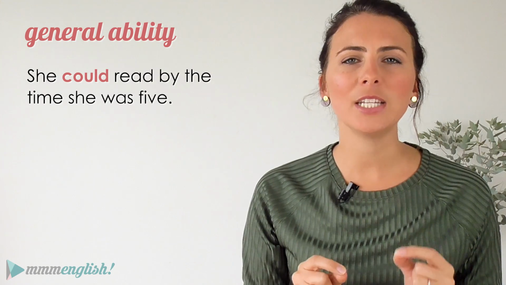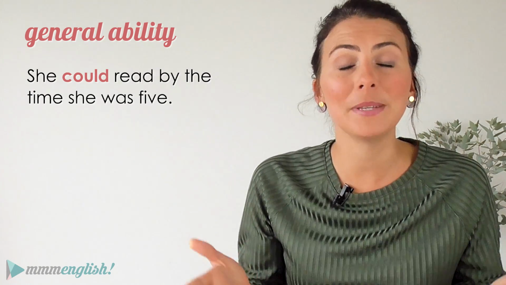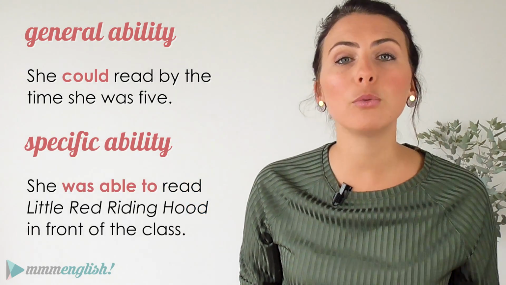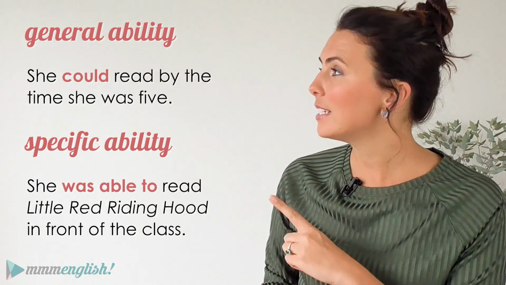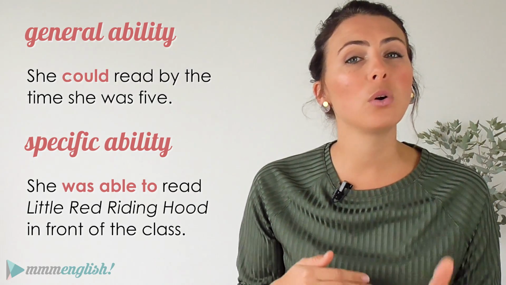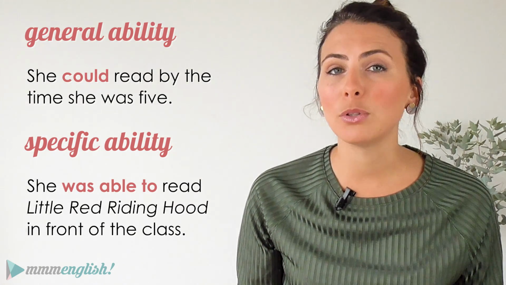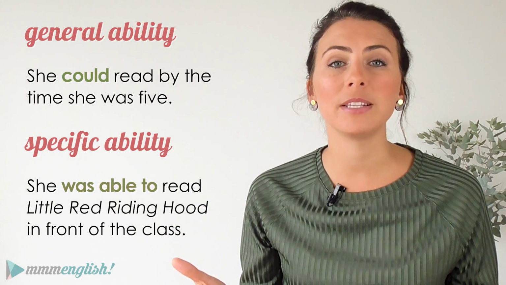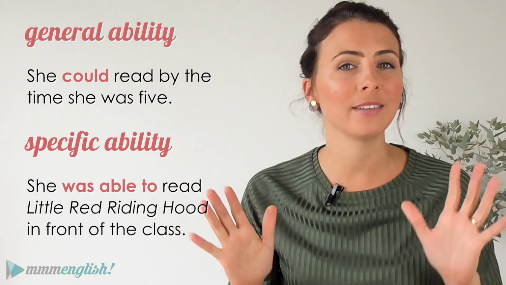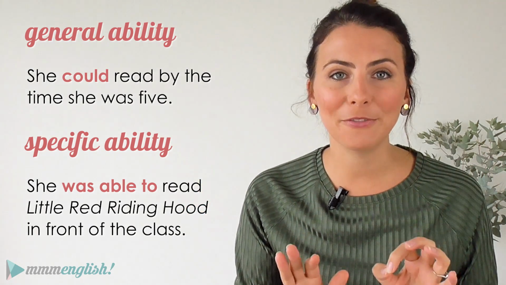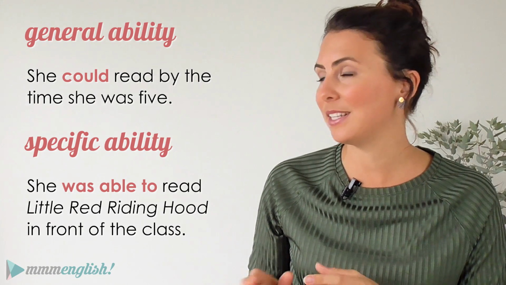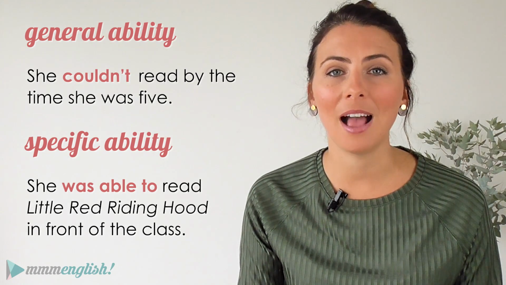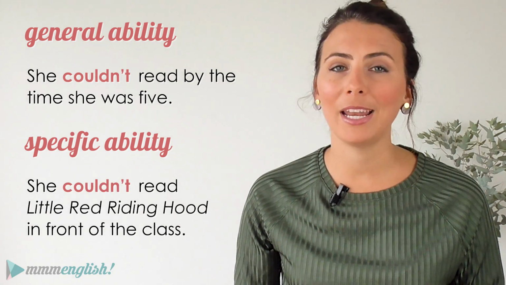Now, if someone had the ability to do something at a specific time, in a specific situation, well, this is specific ability. She was able to read Little Red Riding Hood in front of the class. This is a specific situation. So when you're talking about a specific ability, to be able to is the correct choice. So in these examples, we used different words to express ability in the past. It's a little trickier, isn't it? But fortunately, the negative form is the same in general and specific situations in the past. It's just couldn't. She couldn't read by the time she was 5. She couldn't read Little Red Riding Hood in front of the class.